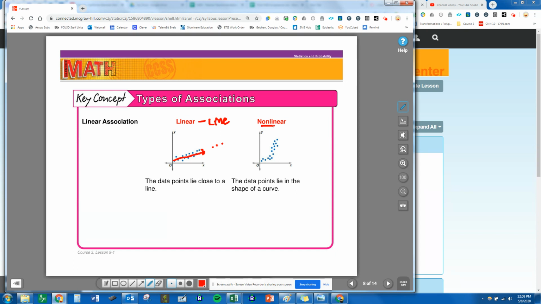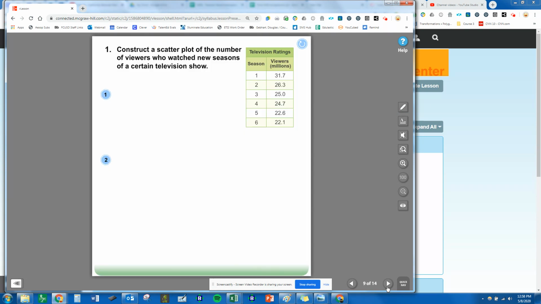We also have nonlinear data. That means data that escalates or decreases faster, maybe in more of a curved pattern. If you see more of a curve in your data, then you have nonlinear. It's not just a straight line. Okay, we're going to be evaluating those on the upcoming scatter plots. So let's take a look at our first example.